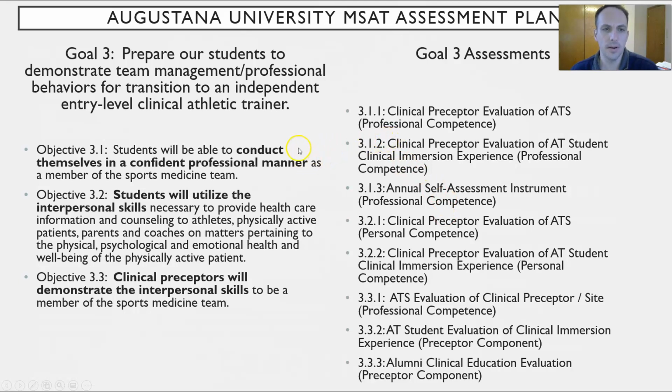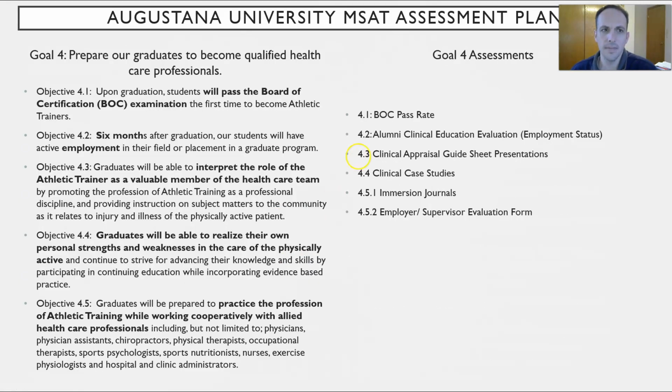And then objective 2 is the preceptors will provide the quality experience, and the students evaluate that as well. For goal 3, we're now more in the soft skills of athletic training: confidence, interpersonal skills, and then again demonstrating those. Now we have those same evaluations that we completed for goal 2, but when we collect that data, half of that data is asking about more of the hard skills, the actual ability to do the job of an athletic trainer, whereas goal 3 is now that interpersonal as well as professionalism skills. And then our final goal is to prepare graduates to become qualified healthcare professionals. First objective is that they pass their BOC, so we have the BOC pass rate and 6-month employment, and we collect that through an alumni evaluation.